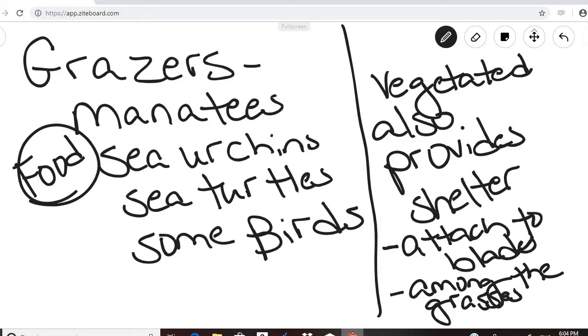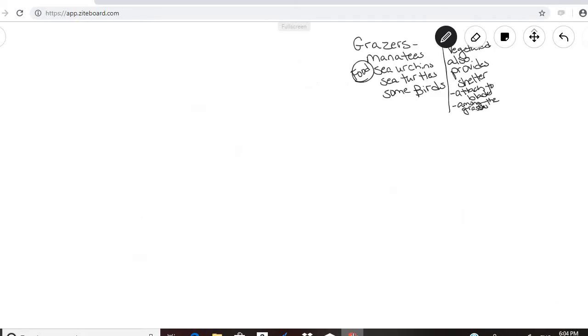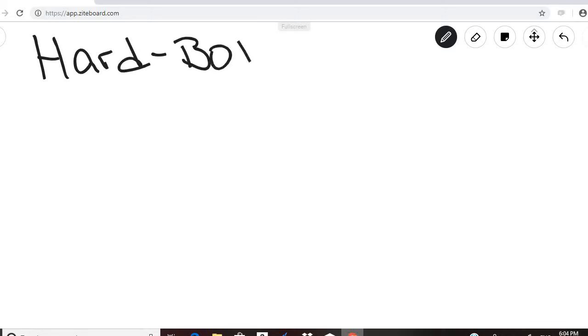Okay, so that is all we're going to say about the soft bottom. So it's vegetated or it is non-vegetated. And now we're going to look at the hard bottom. Don't lose sight of the fact that we're talking about the soft bottom and the hard bottom of the continental shelf.